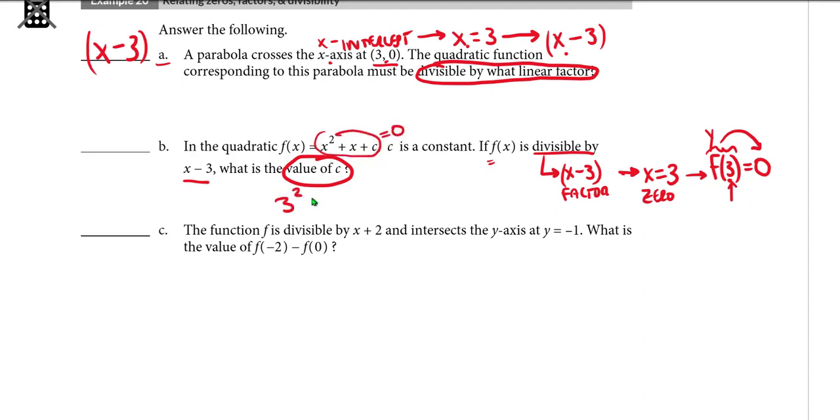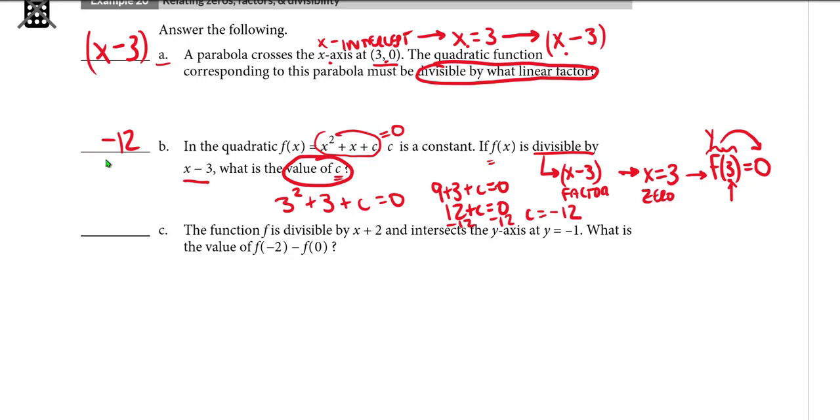And watch what happens when we do that. We get 3 squared plus 3 plus c equals 0, and now we have a nice simple equation that has only one variable, and we can solve for the value of that variable now. So we get 9 plus 3 plus c equals 0. That's 12 plus c equals 0. We subtract the 12, we get c equals negative 12. So we know that the value of c, which is what we are being asked here, is negative 12.